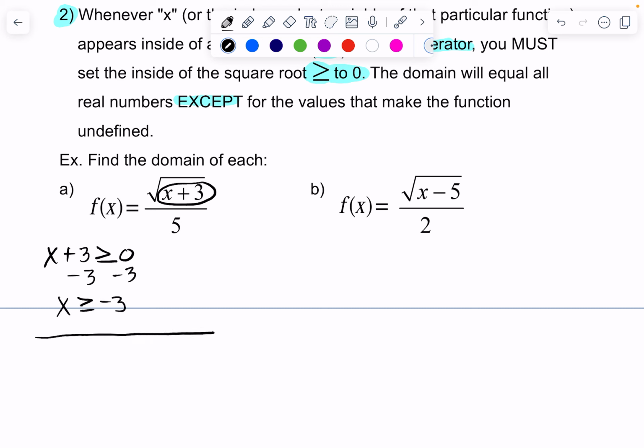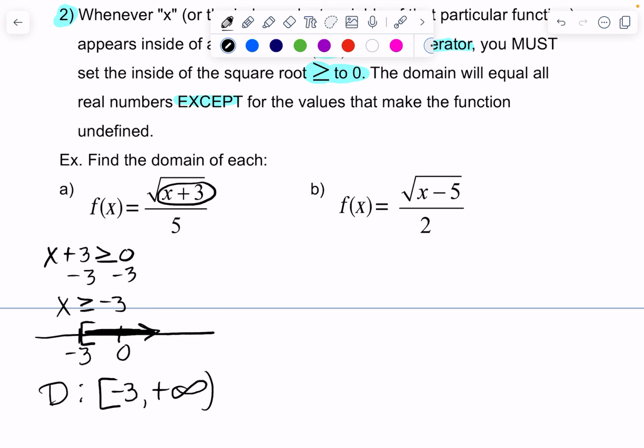Let's go ahead and graph it and find our domain. So it's greater than or equal to negative 3. We're going to use a bracket and we're going to shade to the right. So my domain will be from negative 3, including negative 3, to positive infinity. Those are all the valid values of x for that function.